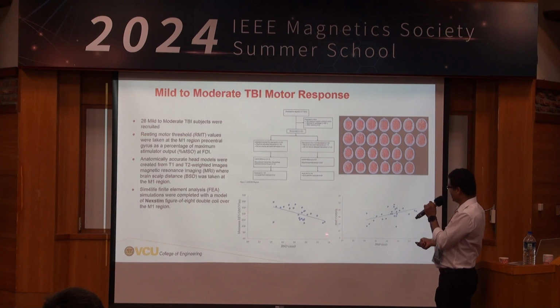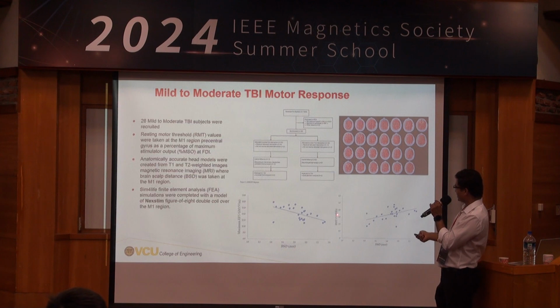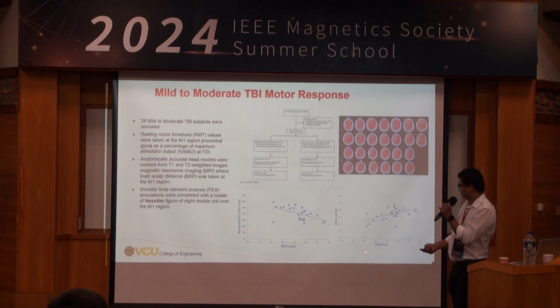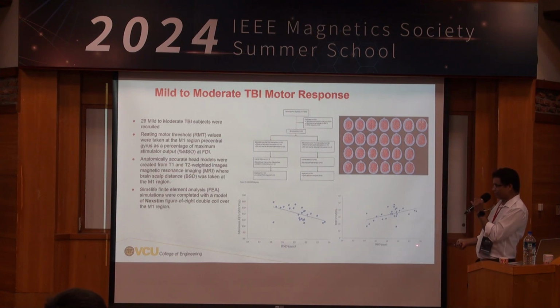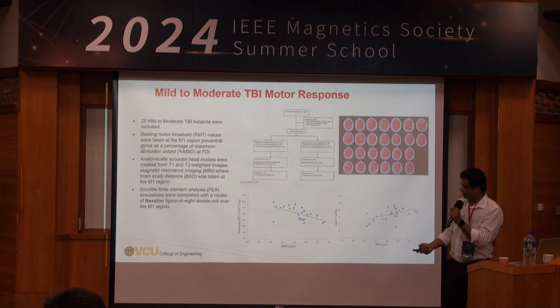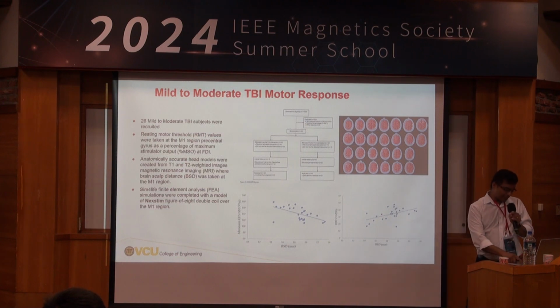We also looked here, it is E field, maximum E field and brain scalp distance. Here this is RMT and brain scalp distance. As the brain scalp distance increases, the dose increases, the intensity increases. So that is as expected.